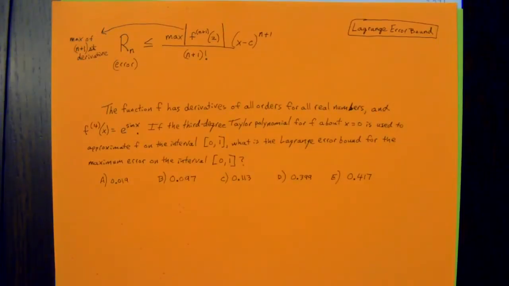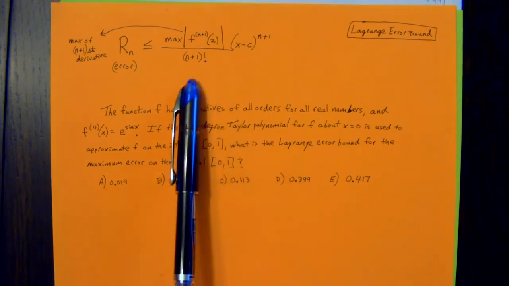Lagrange error bound looks pretty intimidating. It's actually not as bad as it looks once you work out a couple of problems with it. This is the formula for the Lagrange error bound.